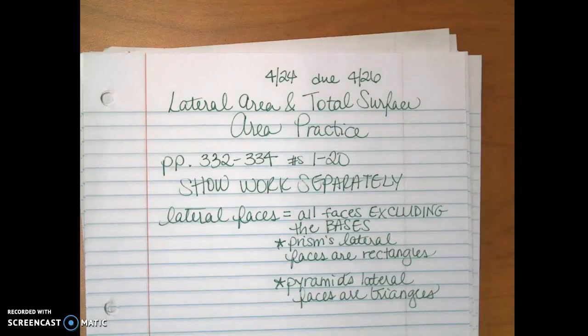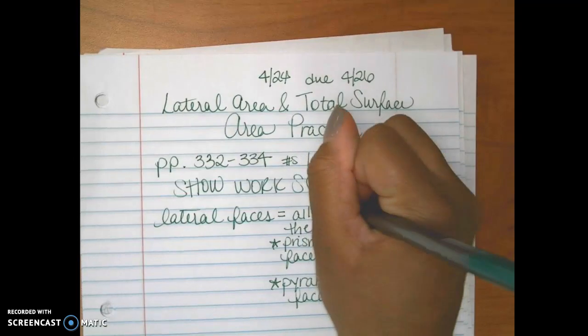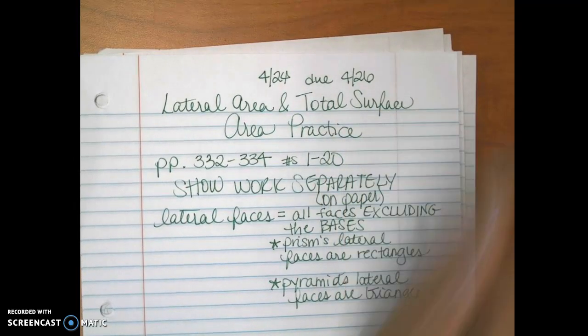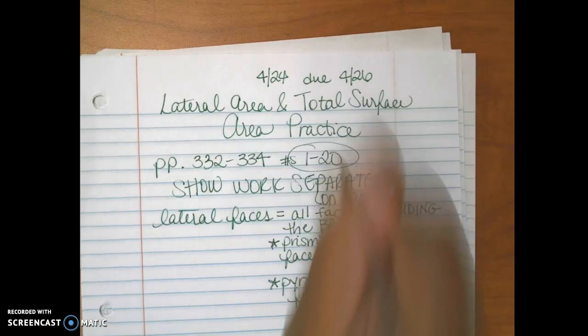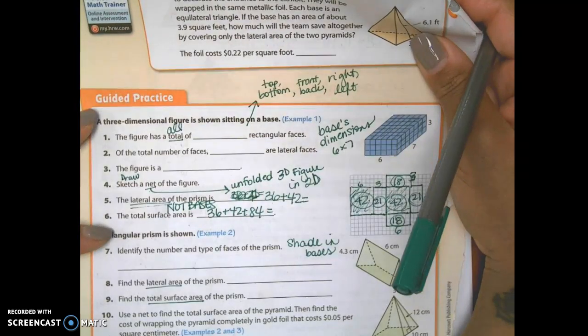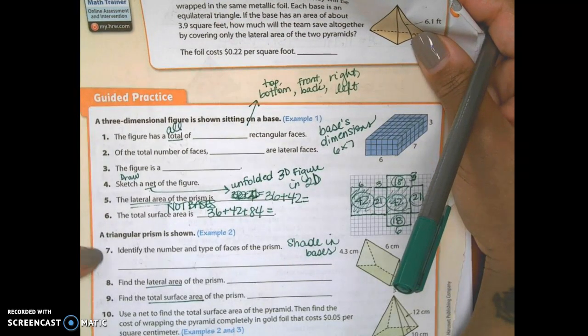Okay, as you continue solving these problems, make sure to show your work separately. That means on paper, but on a separate paper. You're doing questions 1 through 20. I have gotten you through questions 1 through 6 on page 332, so let's go on to 7.